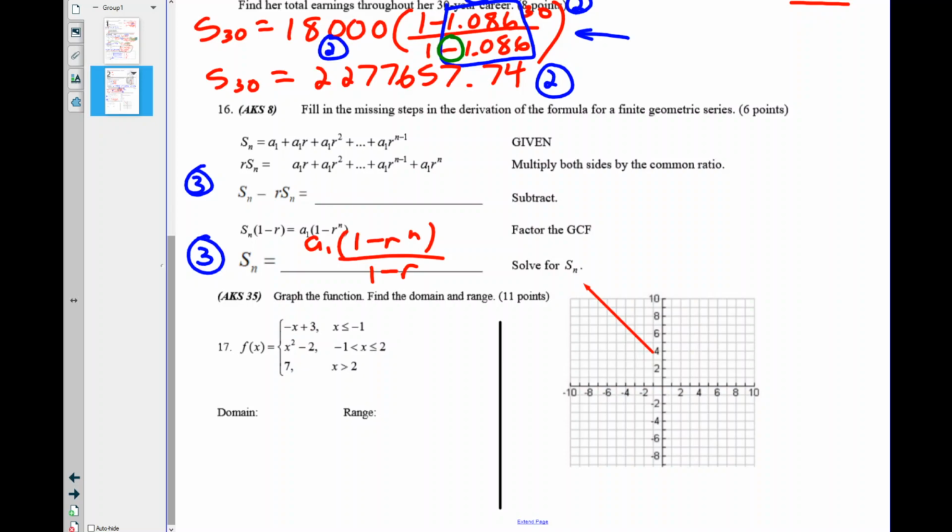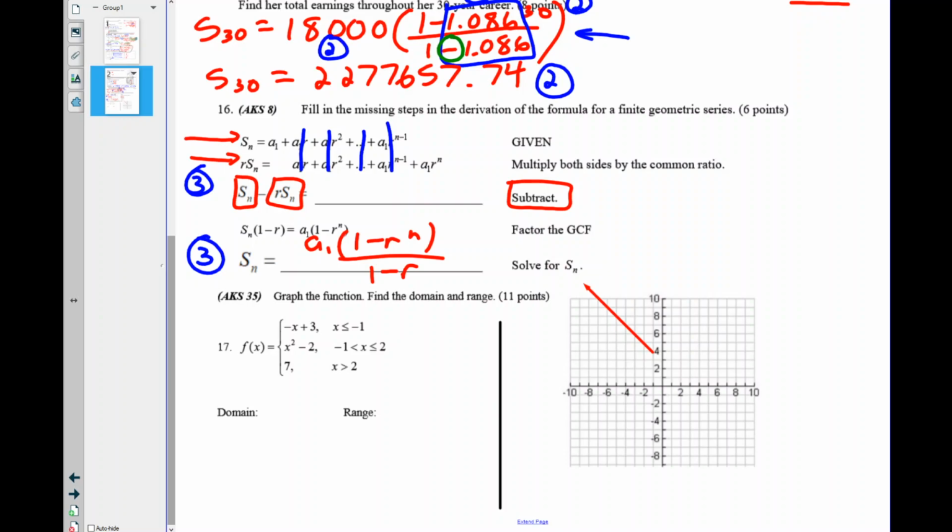The mess was up here. But this is not going to be there tomorrow. But they're telling you what to do here. They're telling you to subtract. What are they telling you to subtract? S sub n, which is the first line. That's what was given. And then the second line was after we multiplied that times r. And if you remember what we demonstrated in class before, on yours I bubbled it wrong. Just forget about what's bubbled. I corrected it, so you got the full points.